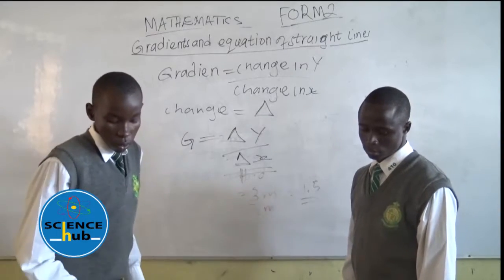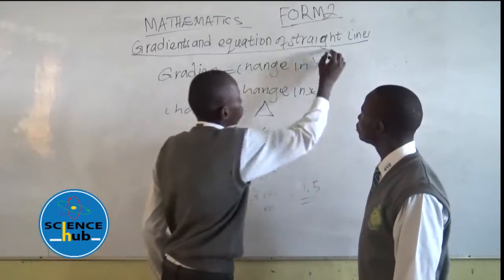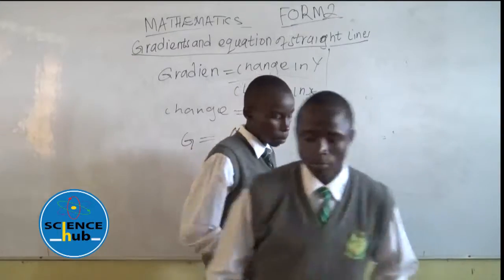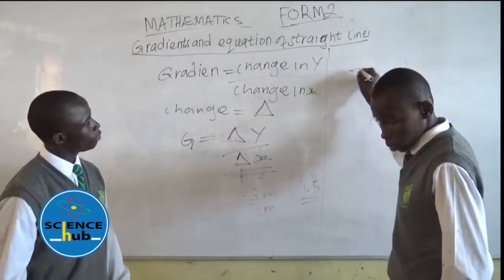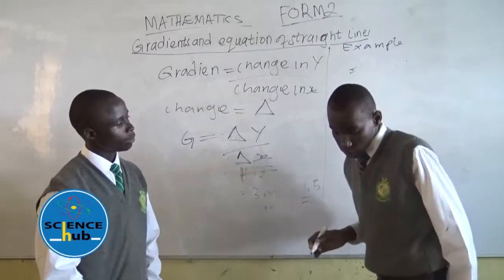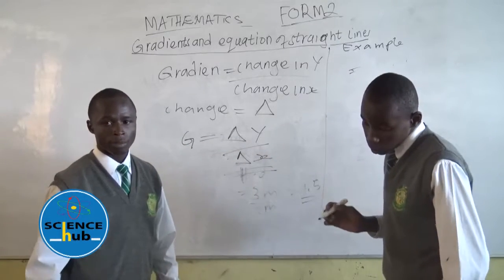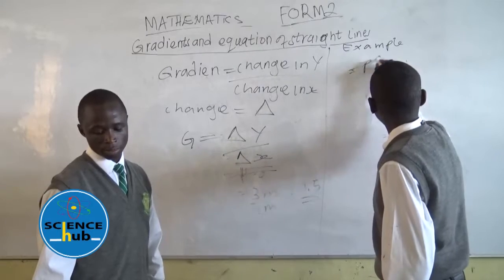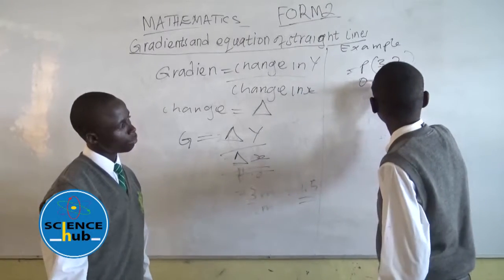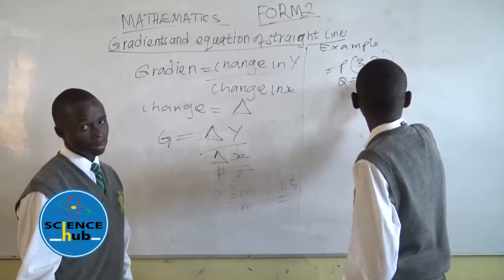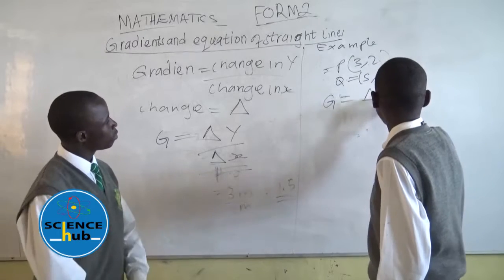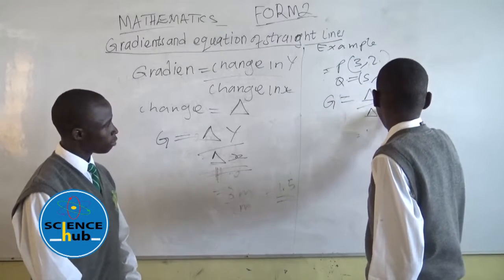So suppose you are given the gradient of a line. For example, if you are told to find the gradient of a straight line passing through the points P is (3, 2) and Q is (5, 4). So here we say gradient is equal to changing y over changing x.